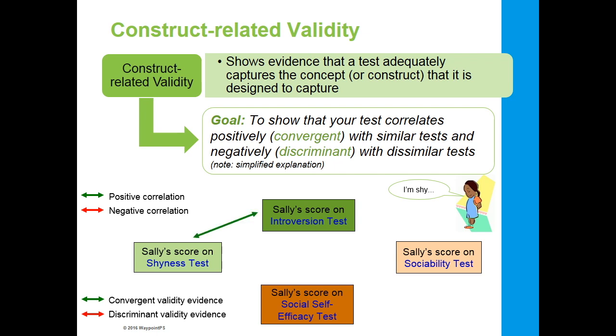So we can expect that if Sally were to take all four of these assessments, her score on the introversion test would correlate positively with the shyness test, negatively with the sociability test, and negatively again with the social self-efficacy test. Sociability and self-efficacy would correlate positively, because they both measure comfort in social settings, and Sally would score low on both of those assessments. And then there would be negative correlations between introversion and self-efficacy, and between shyness and sociability. If you can show these types of relationships, you would have established construct-related validity.